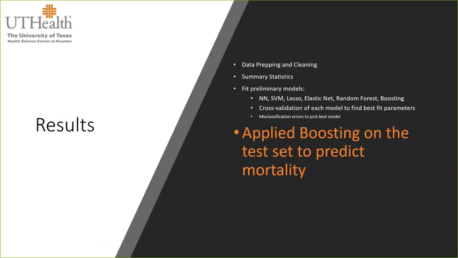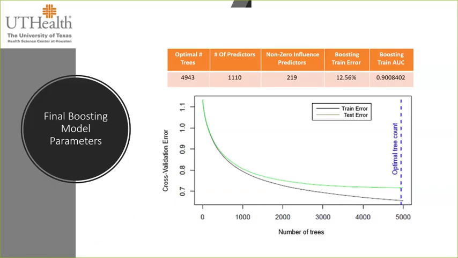Now we get to apply our best method, boosting, to the final test set to predict mortality. These are the final boosting model parameters. The table shows that the boosting training error was 12.56% and the area under the curve was 0.9008. The selected best model included 4,943 trees, 1,110 predictors, and 219 non-zero influence predictors.